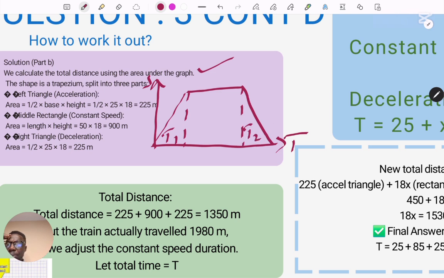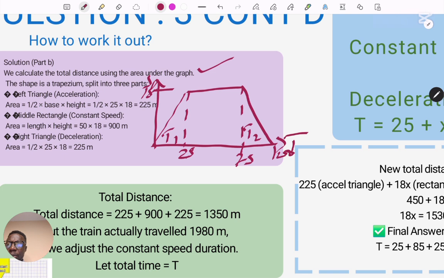Good. And like I said, the area under this graph gives us the total distance, the area under each of them. Now, the shape is a trapezium. Of course, we have seen the trapezium with 18 as the height and 100 here. Then we have 25 here. We have 75. So if you can pick that one now, that's very good.